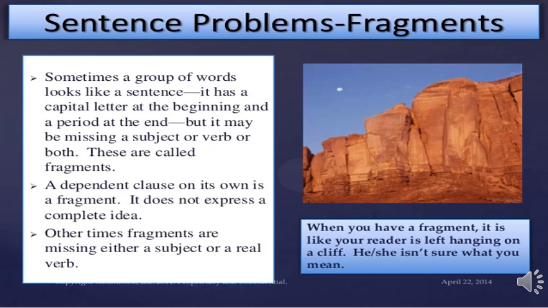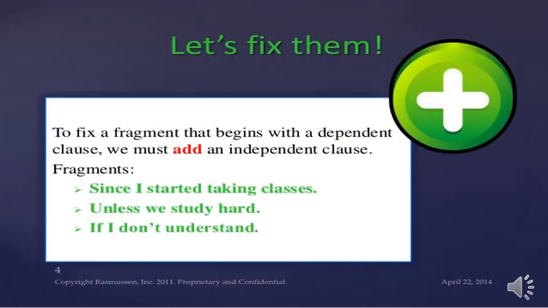Is that clear? A dependent clause is a fragment, as you know. So in order to fix a fragment that begins with a dependent clause, we must add an independent clause. Examples: Since I started taking classes. This is a dependent clause. Unless we study hard. This is a dependent clause. If I don't understand, this is a dependent clause. These are fragments.